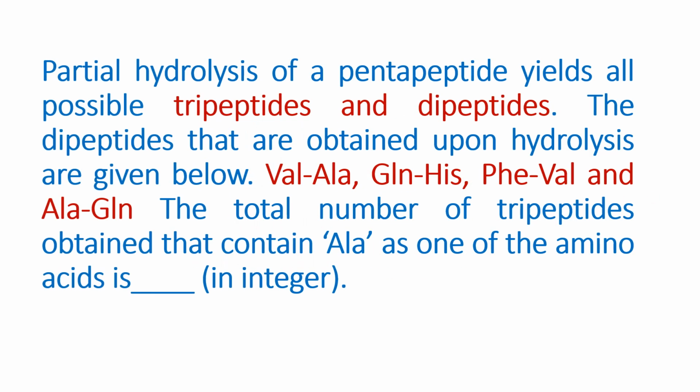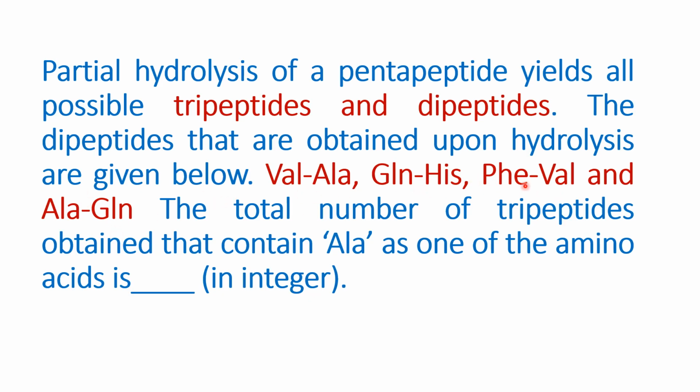So let's see the question first. Partial hydrolysis of a pentapeptide yields all possible tripeptides and dipeptides. The dipeptides that are obtained upon hydrolysis are given below. The total number of tripeptides obtained that contain alanine as one of the amino acids. So in this particular question, we see that it is a pentapeptide, and they are saying different possible tripeptide and dipeptide fragments were formed, and they have given the fragments of dipeptides that were obtained in this particular question.